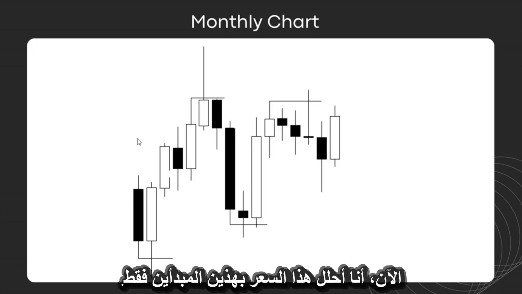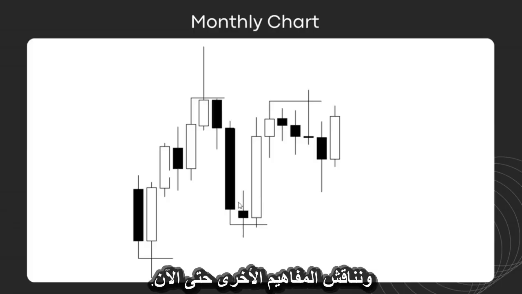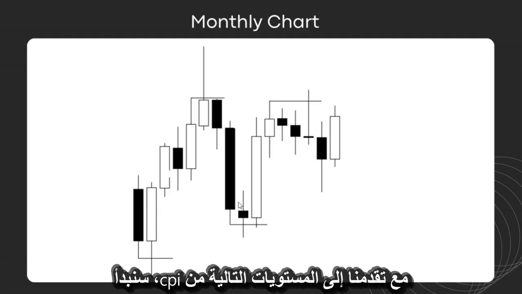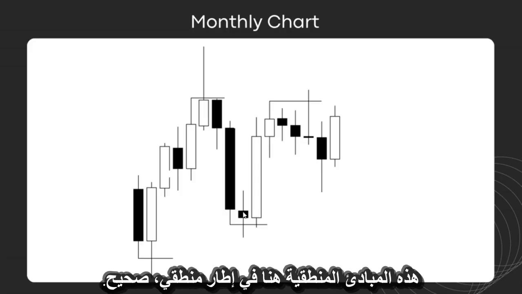Now, I'm analyzing this price action right here with only these two principles because we haven't yet learned and discussed the other concepts yet, right? But as we move on to the next levels of CRT, we're going to start learning about those other concepts, and we're going to start integrating them with these logical principles in a logical framework, right?